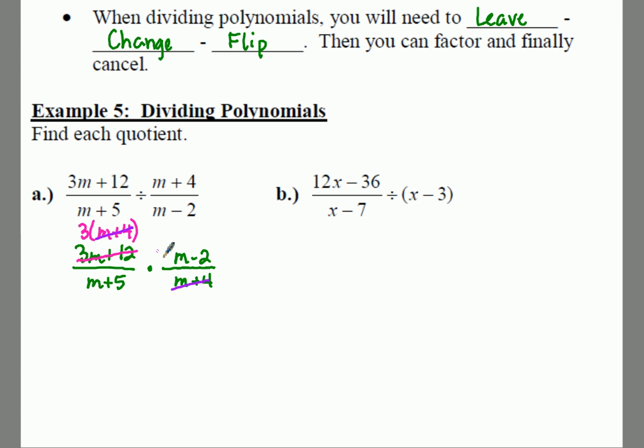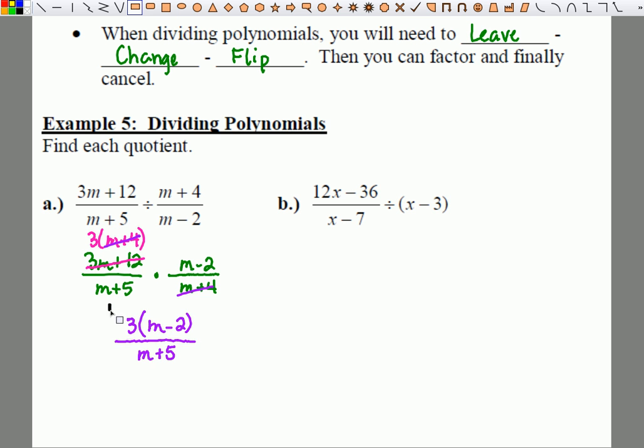So on top we have a 3 times an m minus 2. So you can either distribute the 3 through if you want, or you can leave it as is. And then I would just recommend leaving it how it is. But this would be your solution, your answer. Or you could take 3 times m, get a 3m minus 6 on top. But I would just recommend leaving it like so.